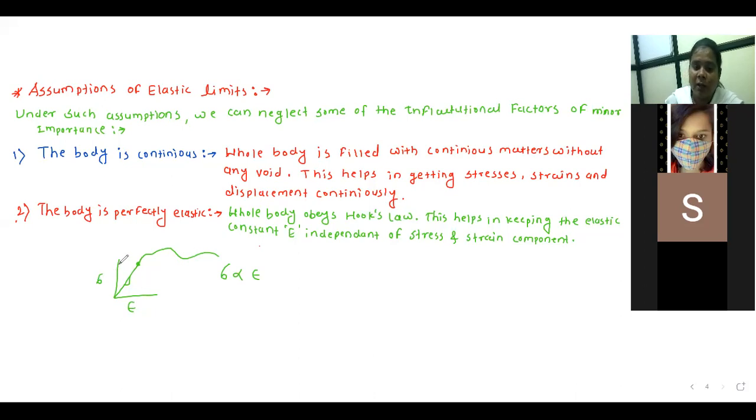That means when the stress increases, the strain also increases by the same proportion. So stress is directly proportional to strain. When we say the body is perfectly elastic, it obeys Hooke's law, that is, stress is directly proportional to strain. At that time, our Young's modulus is independent, that is, it is not dependent on stress and strain components. So this is our second assumption. Then we will move towards the third assumption.